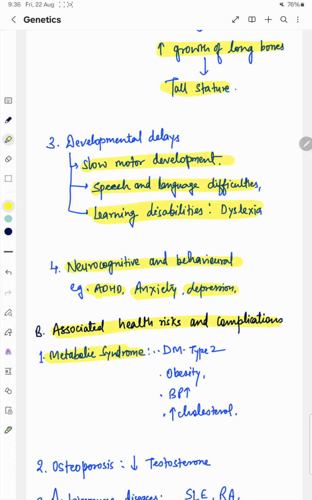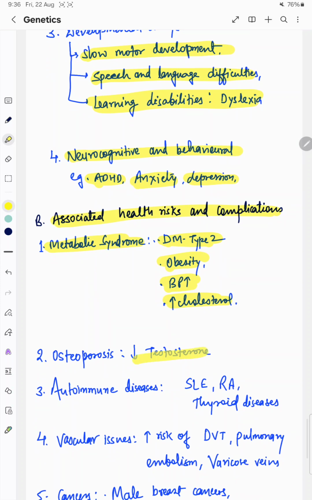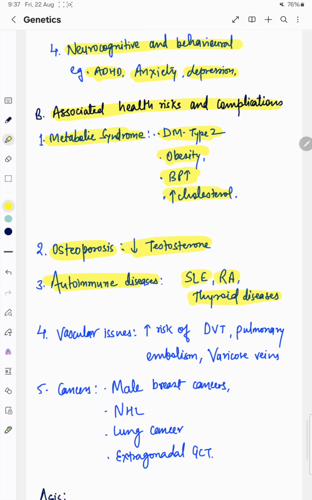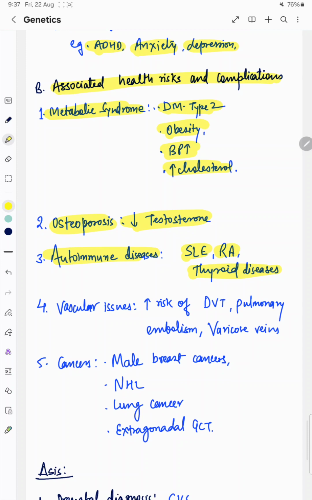Other associated health risks and complications are seen in Klinefelter syndrome. In a person with Klinefelter syndrome, there is a high risk of developing metabolic syndrome, with increased risk of type 2 diabetes mellitus, obesity, hypertension, and increased cholesterol. Due to the low level of testosterone, osteoporosis is fairly common. Autoimmune diseases like SLE, rheumatoid arthritis, and thyroid diseases are fairly common.